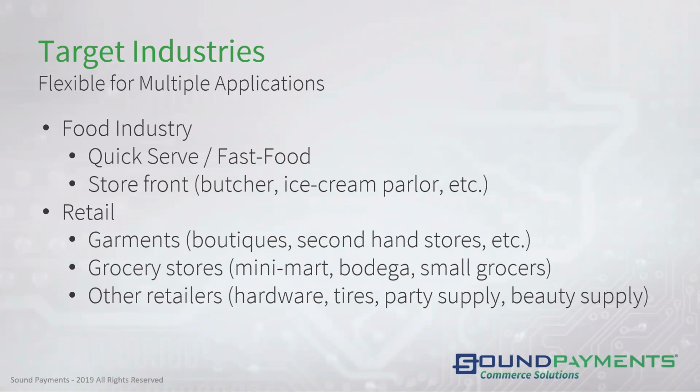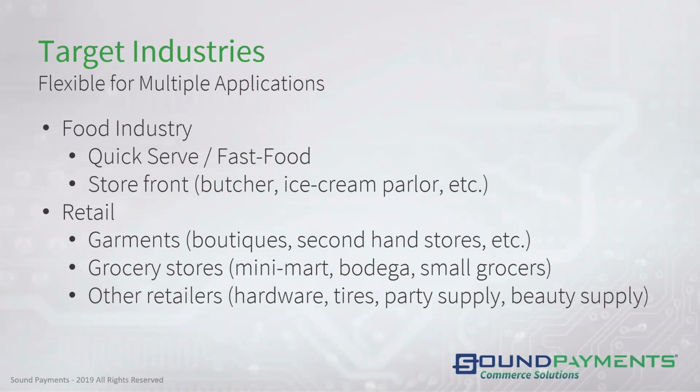In the retail area, garments like boutiques, secondhand stores, and things like that. Grocery stores, mini marts, bodegas, small grocers, really. Remember that all of our units come with the integrated payment terminal. So if you've got a larger grocery store that has a checkout lane with a separate screen for the cash register, and then a completely separate payment device, our POS would not be advisable for that.